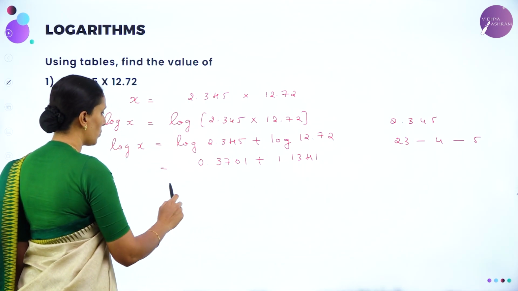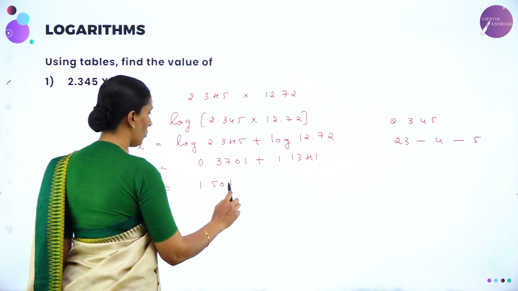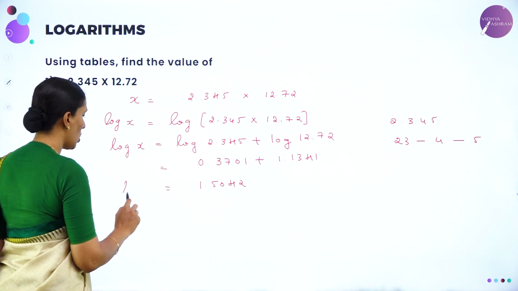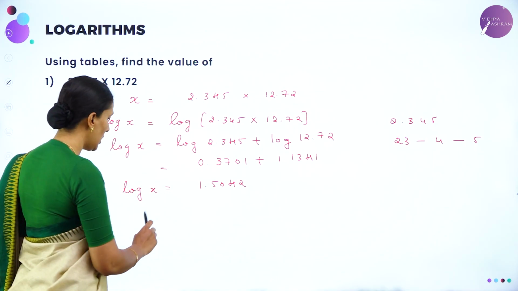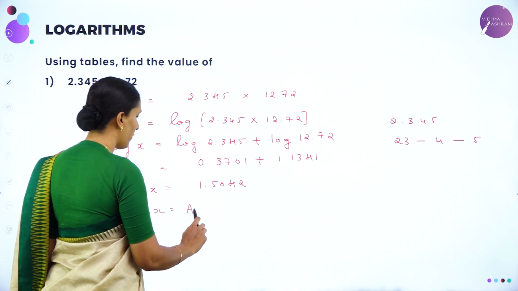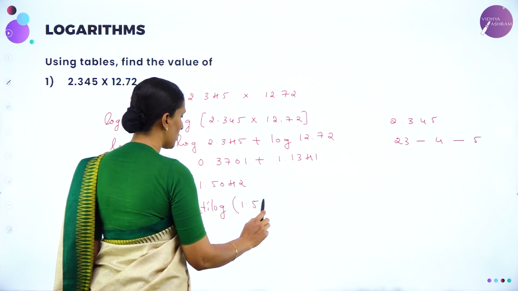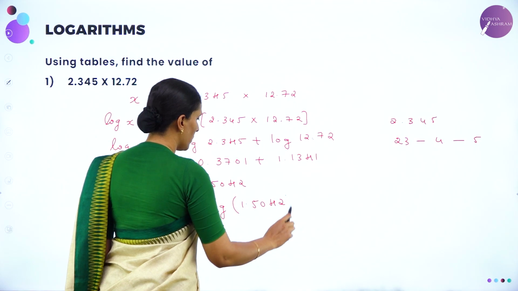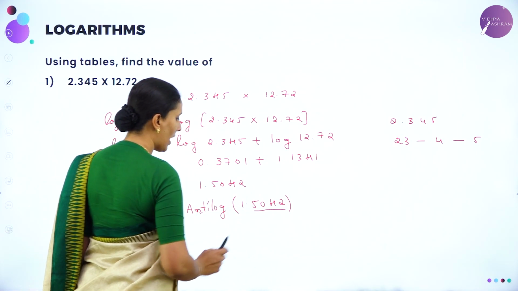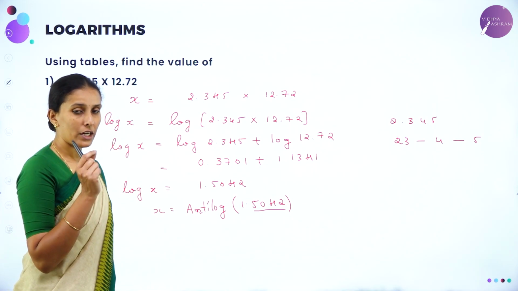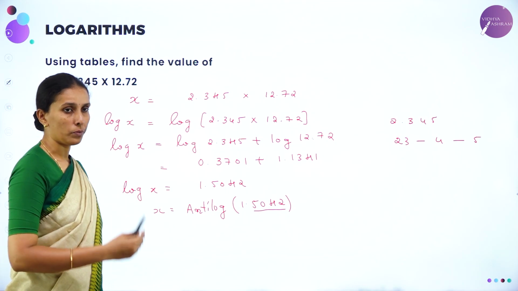Now we will add these two numbers. So the value will be 1.5042. Now this is log x. Since we need to find out the x value here, x can be written in the form of anti-log of 1.5042. So while checking anti-log, we'll neglect the characteristic. We'll decide the value only for the mantissa. So we need to check the value under 0.5042.